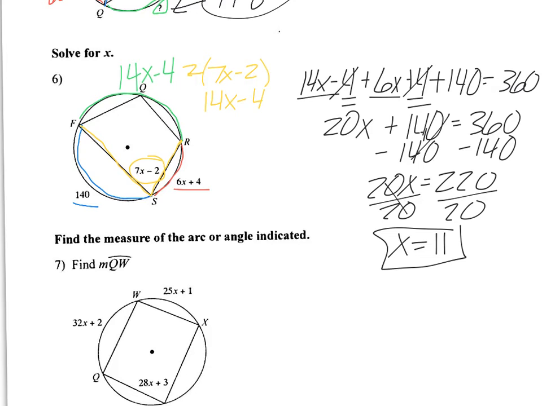Now, not a bad idea to plug it back in here. So 11 times 6 would be 66 plus 4 would be 70. Then if I plug it in right here, using my calculator, 14 times 11 minus 4, that is 150. So if I wrote this one in green and put 150, now I can take this one and this one and add them together. 150 plus 140 plus 70, and I get 360. So that tells me my answer's right.